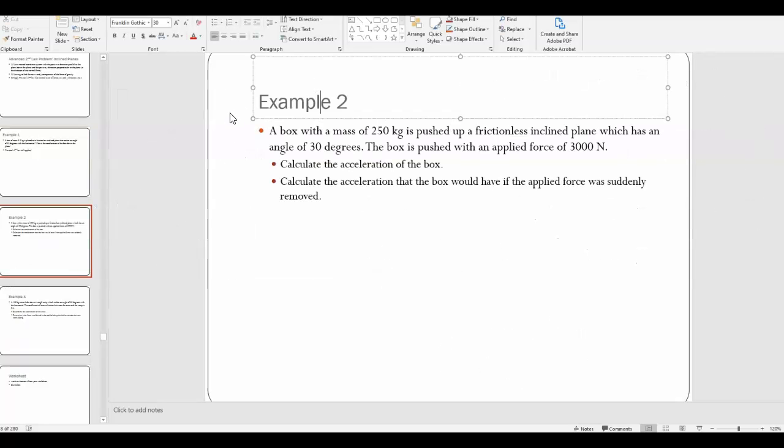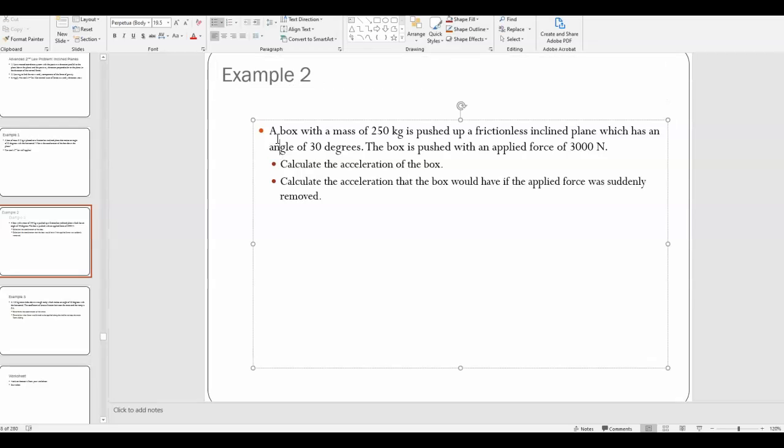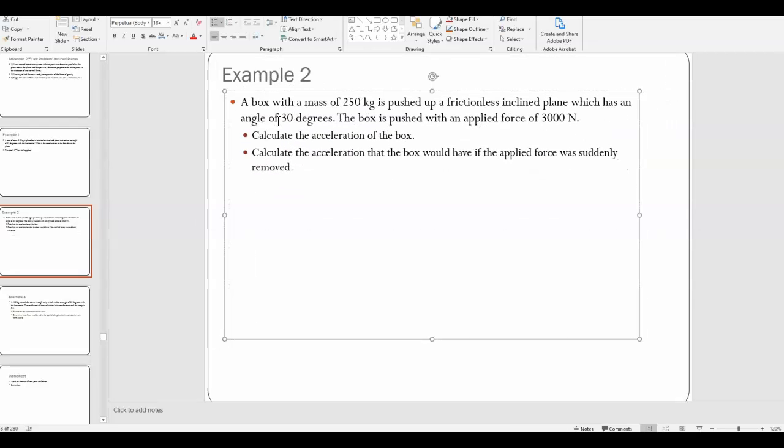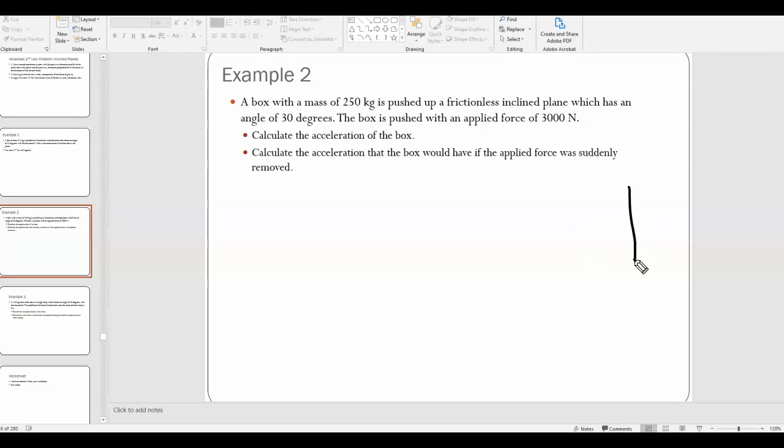Example 2. It says a box with a mass of 250 kilograms is pushed up a frictionless inclined plane which has an angle of 30 degrees. The box is pushed with an applied force of 3,000 newtons. Okay, so we still have an inclined plane problem. There's no friction, but there is an applied force now. So this is 30 degrees. Here's my box. The FBD would look like this.